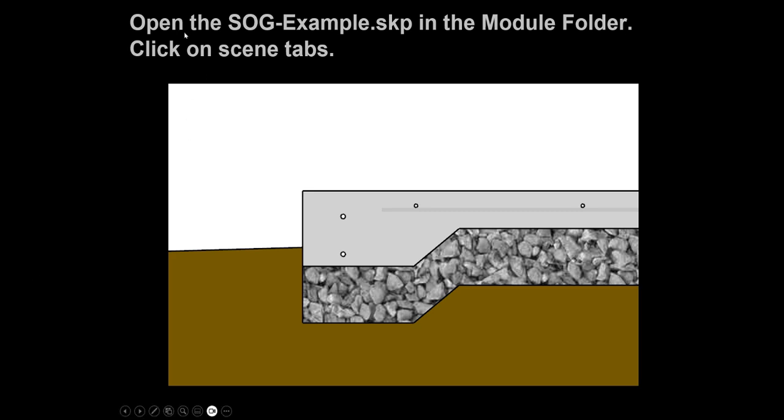Occasionally, you'll have a slide that says open the SOG, Slab on Grade, example SKP file. That's a SketchUp file. It's in your module folder. You've downloaded it with the lecture folder. Then click on the scene tabs, and just go through those scene tabs and have an idea of what's going on. Whenever you come across something you really don't understand, you're welcome to email me as well. Or maybe if you look at the next few slides, it might open up.